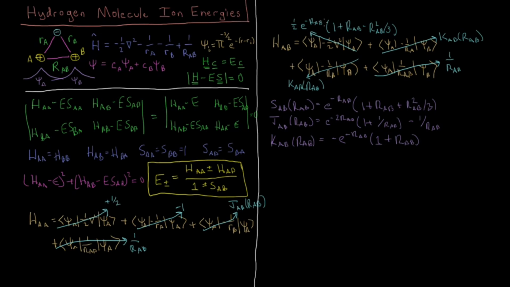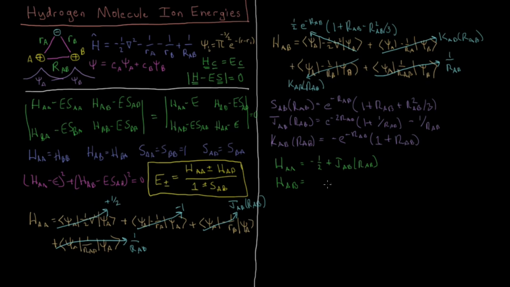Okay, so in terms of these three quantities that we have here, this overlap, this J, and this K, we want to write these matrix elements HAA, HAB, and SAB, so we can have an explicit form for our energy. So if we do that, we're going to have that HAA, summing up all of these terms here, if you sum up all four of these terms, it's going to be minus 1/2. That is the energy of a hydrogen atom by itself, plus JAB as a function of the internuclear separation. Okay, that's fair enough.